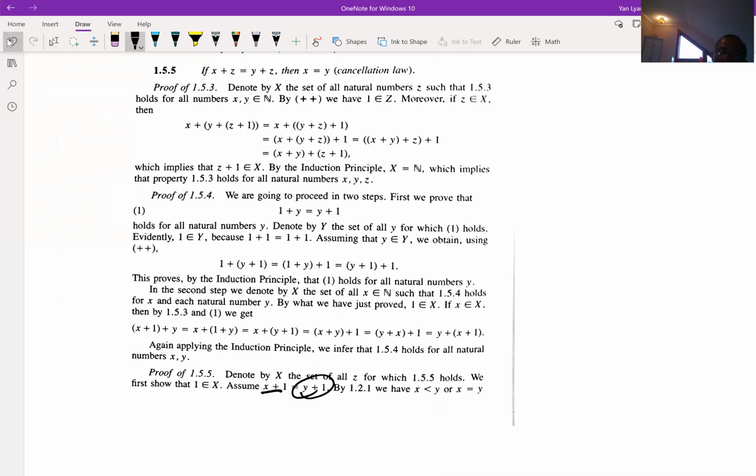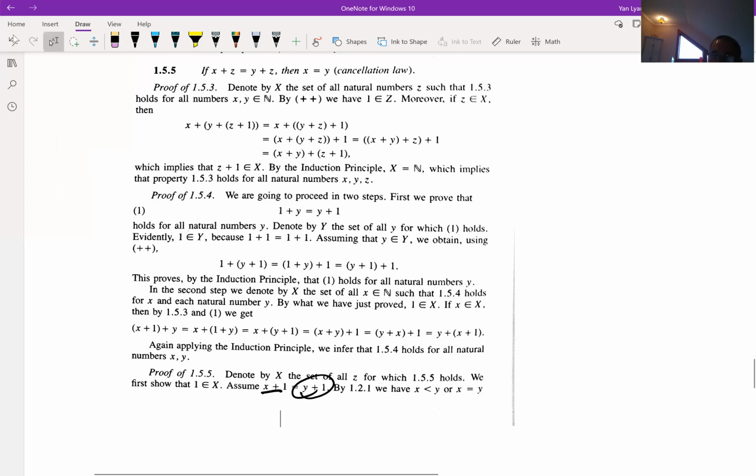This is equal to the least number greater than x, right? And it is the least number greater than x. It's also the least number greater than y. Okay, that makes sense, right? By definition of it, and also by equality. So we have the least number greater than x is equal to the least number greater than y. And if x was not equal to y, then this would not be possible, right?